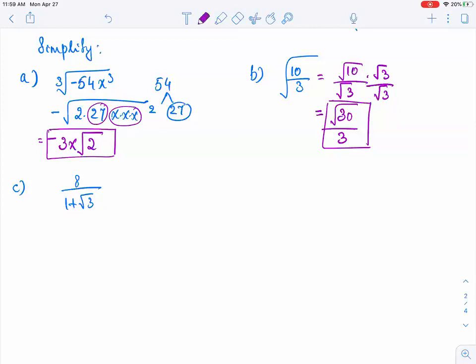Look at the example we did. What do you have to do? You multiply by 1 minus root 3. What is that 1 minus radical 3 called? Conjugate. Okay. Are you all with me? So you're going to multiply the numerator and the denominator by the conjugate of the denominator, which is 1 minus radical 3. And we are going to just multiply this.